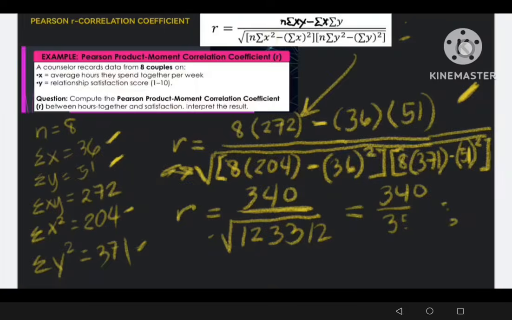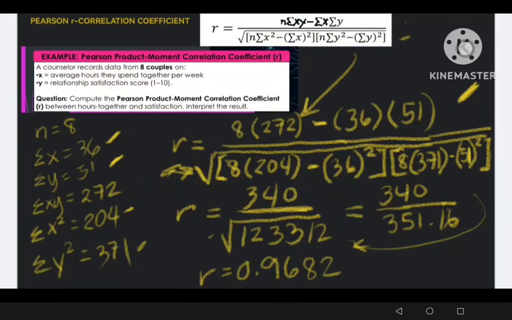Sorry. 340 divided by 351.16. So, the value of our r is equal to, you can input it in the calculator, 0.9682, to four decimal places to be sure. Okay? If we go back to the equivalent table, the result of 0.96 is within the range, so our interpretation is very high. The result is positive, so it is a very high positive correlation. That's the core of it.